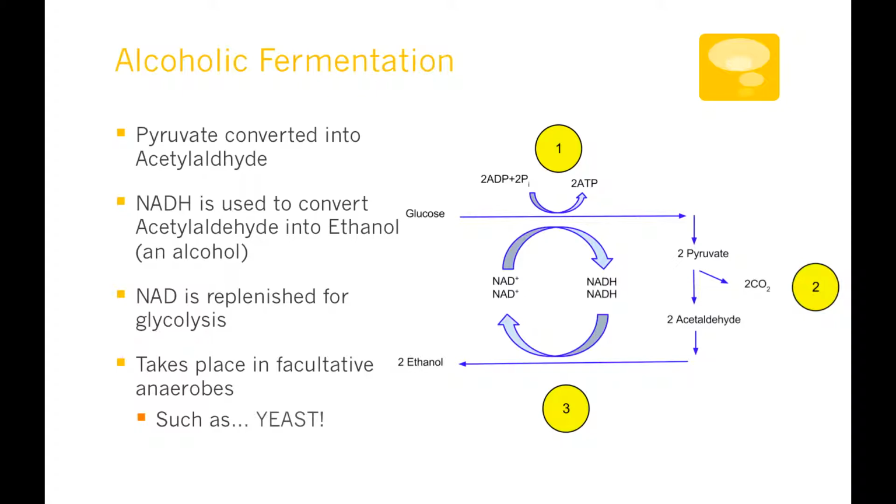Then there's alcoholic fermentation. In alcoholic fermentation, pyruvate is converted into a chemical known as acetaldehyde. NADH is used to convert acetaldehyde into ethanol, an alcohol. NAD is replenished for glycolysis again in alcoholic fermentation. Alcoholic fermentation takes place in organisms which are facultative anaerobes. A good example is our old friends, yeast. Alcoholic fermentation takes place in yeast.